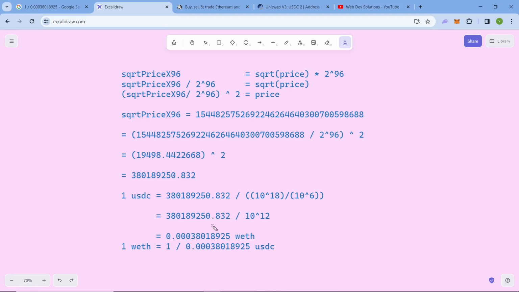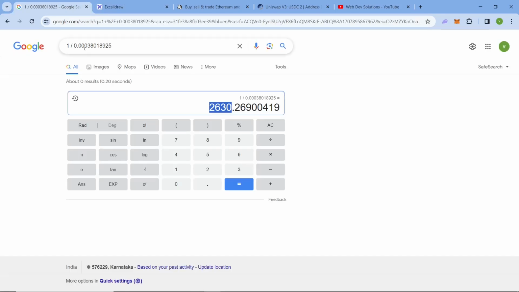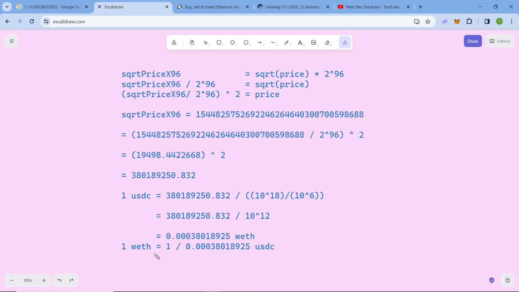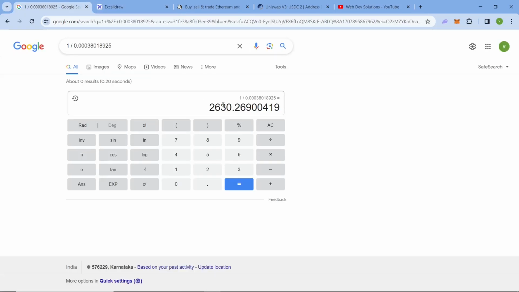But now how do you calculate how many USDC you get per wheat? For that, you can just divide 1 by this number so that we get 1 wheat. This is a normal calculation we used to do many times: we just take the reciprocal, dividing it by 1, and we'll get the amount of USDC. I have the same calculation over here. As you can see, this is 0.00038. The same thing over here. If we provide 1 wheat, we get 2630 USDC. This is what it gets.